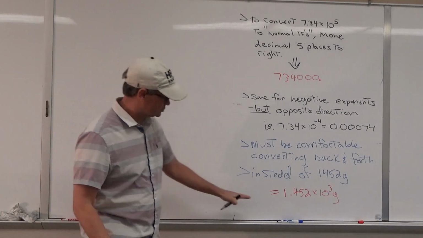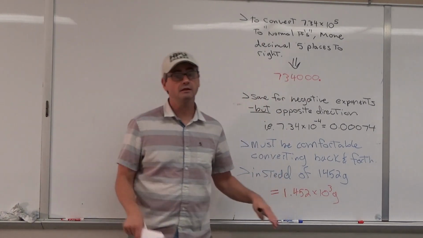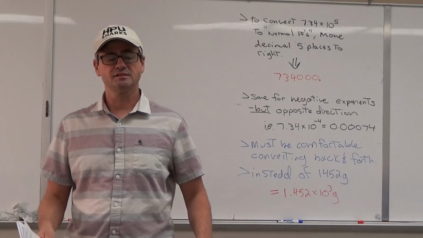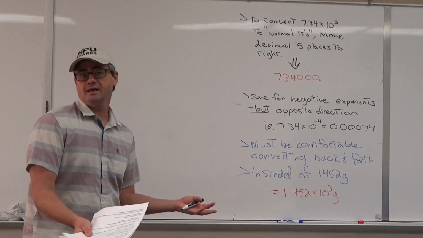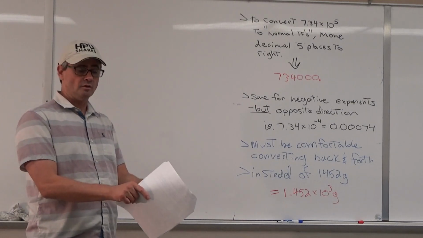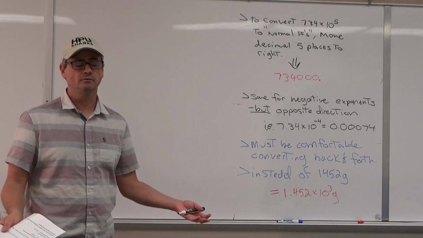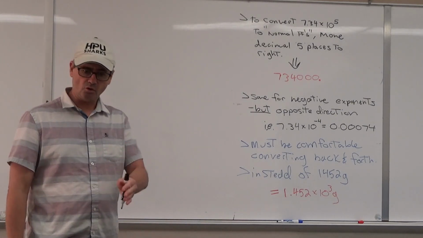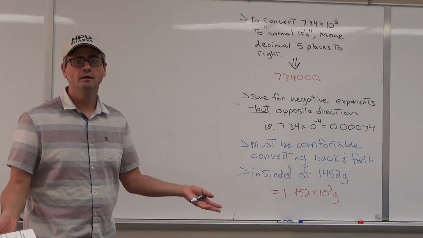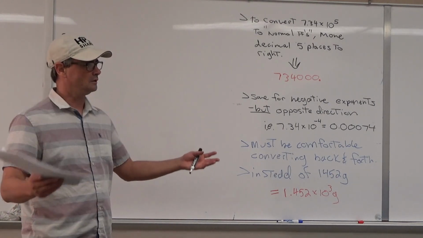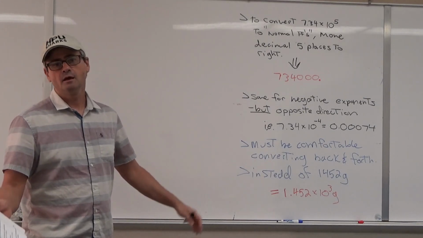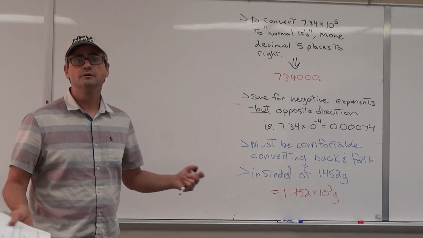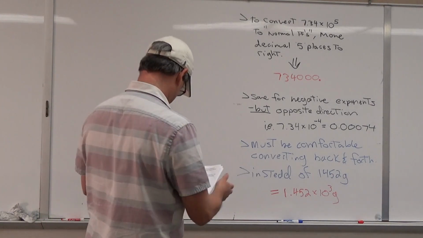In addition to scientific notation, another thing we sometimes do to conveniently handle very large numbers or very small numbers is use prefixes. Rather than gram, kilogram. If it's 12,000 grams, then it's 12 kilograms. Very, very convenient.